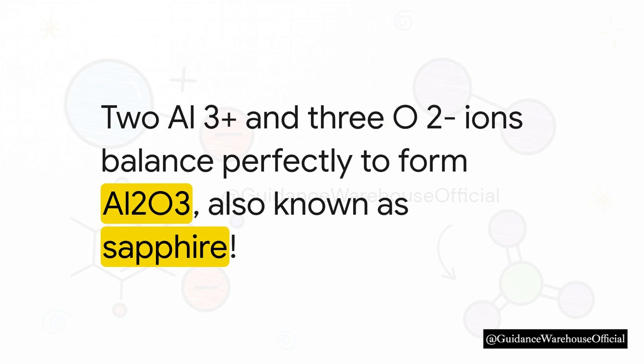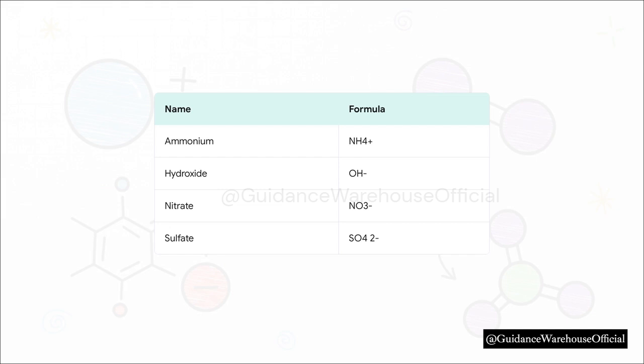And I really want to ground this in reality for you. Al2O3 isn't just a jumble of letters and numbers floating around in some textbook. If you've ever seen a beautiful blue sapphire gemstone, you are actually looking at Al2O3, a crystal compound of aluminum and oxygen.